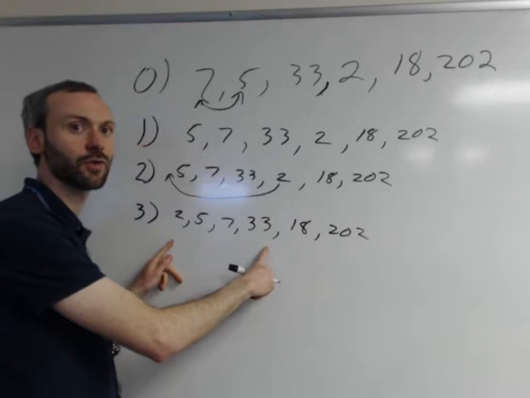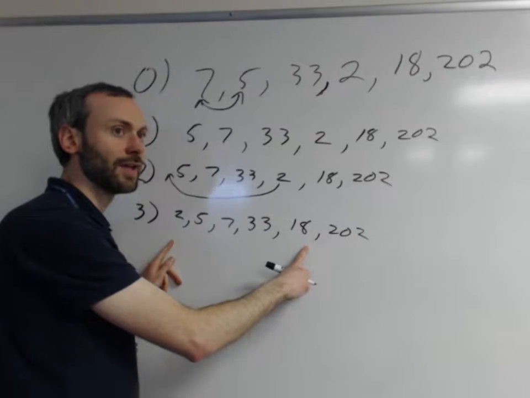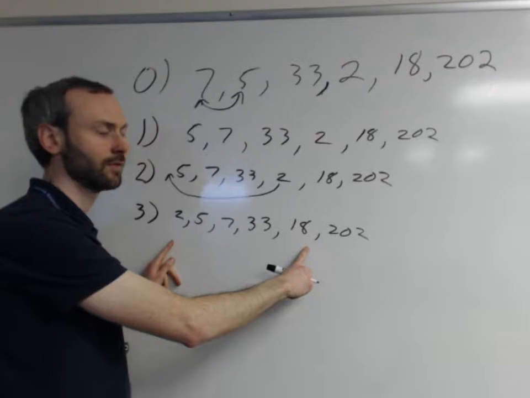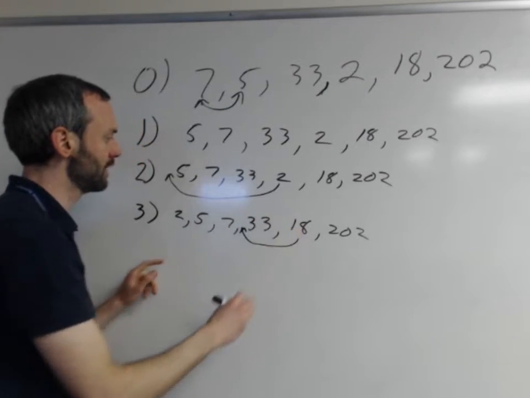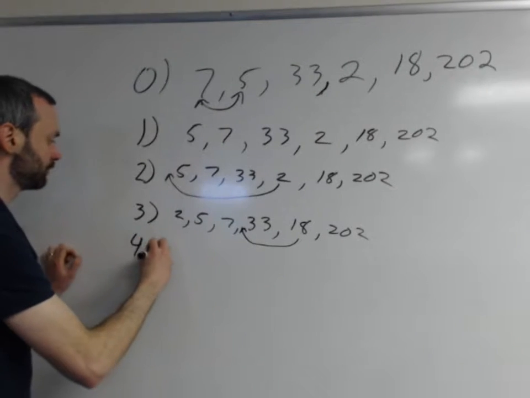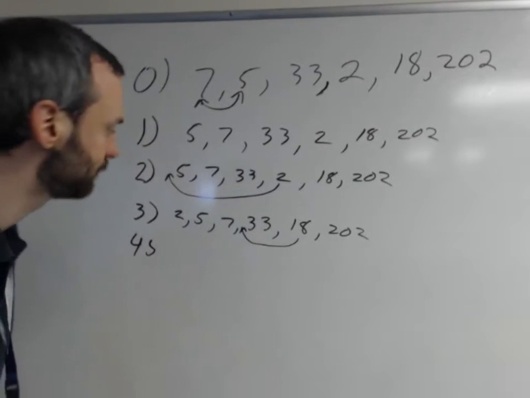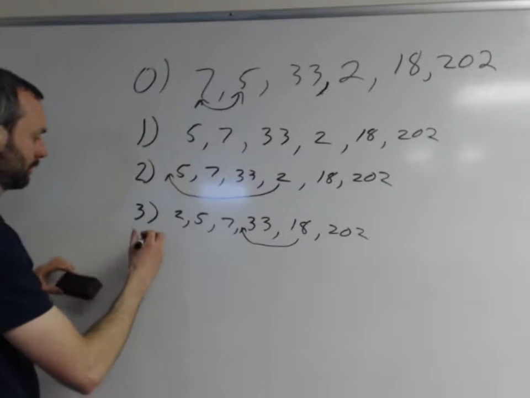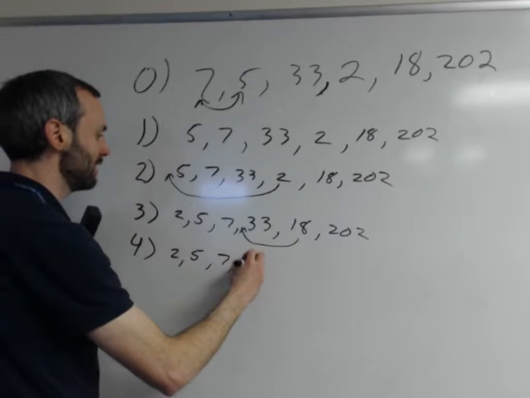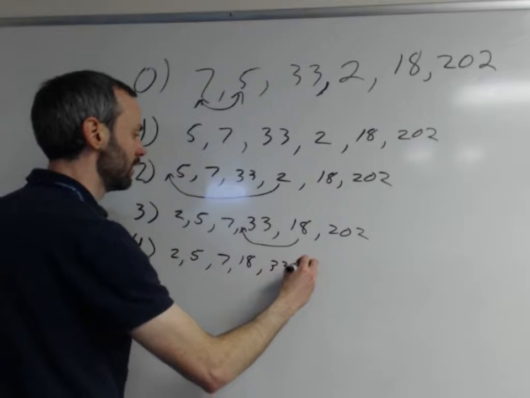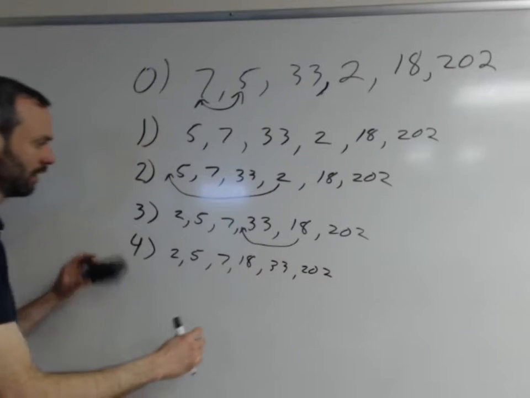All right, now you know that these 4 elements are in sorted order. Let's add the 5th, 18. Where's that go? Yeah, it goes over here. You got to shift the 33 down. So, oops. 2, 5, 7, 18, 33, 2, 0, 2.